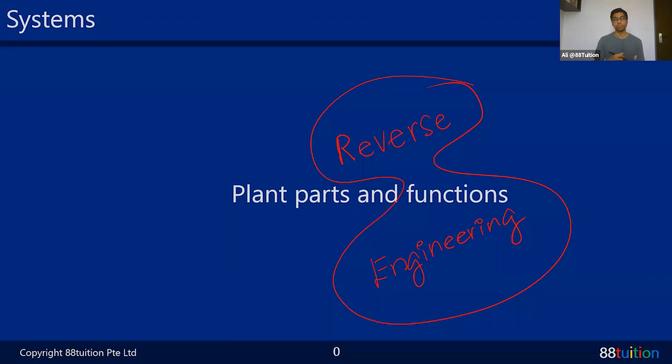For example, you finish working out your math problem, right? Then you got the answer. Then you can work backwards to find out the working, or your teacher gives you the answer because you got the wrong answer, so you work backwards to find out the working. So that's exactly what reverse engineering is. Today we're going to do a bit of reverse engineering.